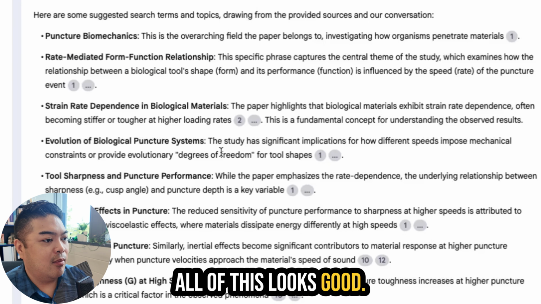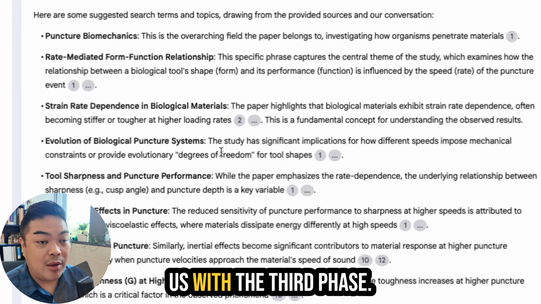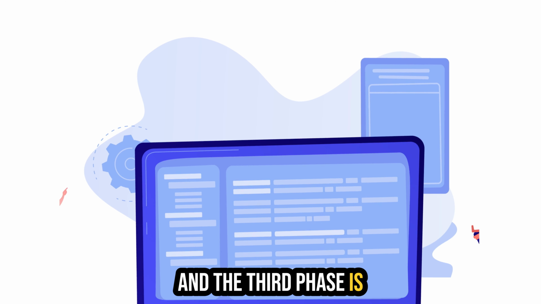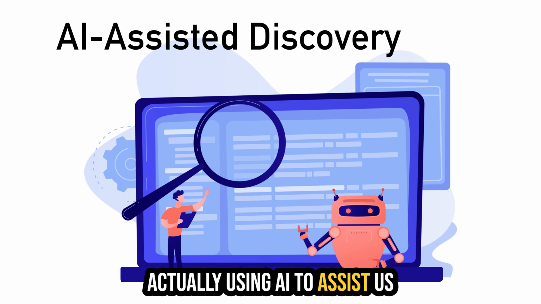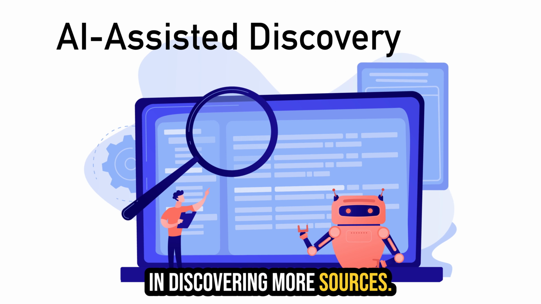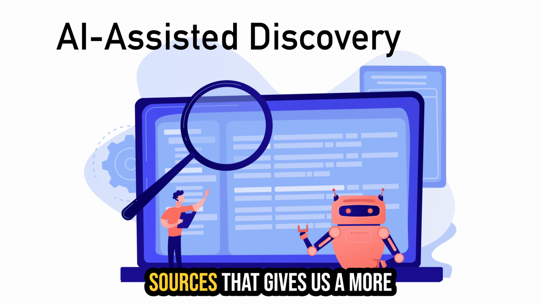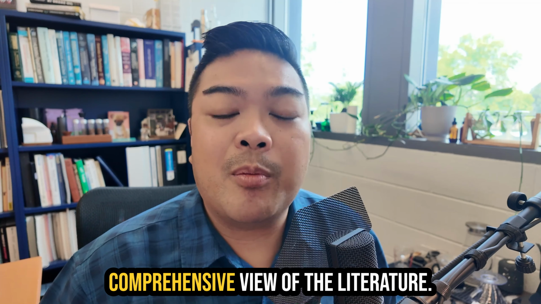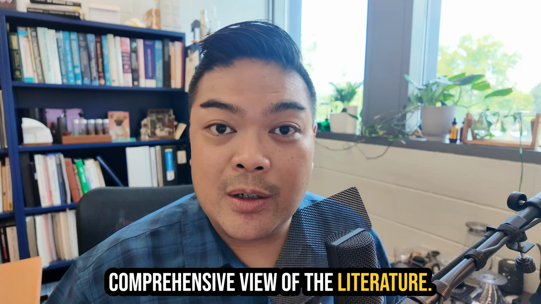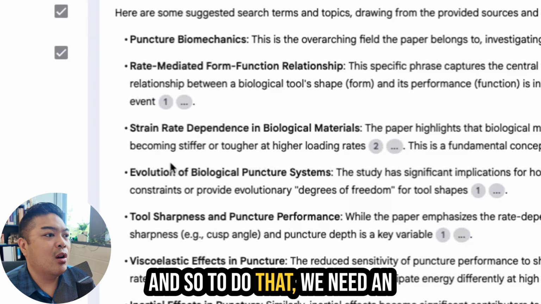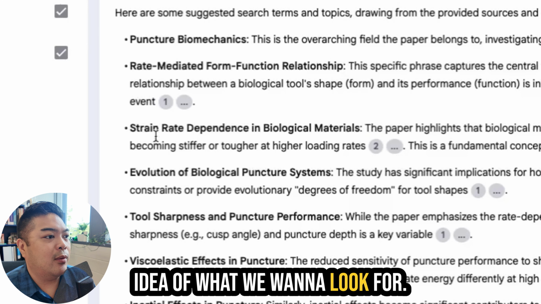All of this looks good. And so this is going to help us with the third phase. And the third phase is actually using AI to assist us in discovering more sources. We want to use NotebookLM to try to help us find more sources that give us a more comprehensive view of the literature. And so to do that, we need an idea of what we want to look for.